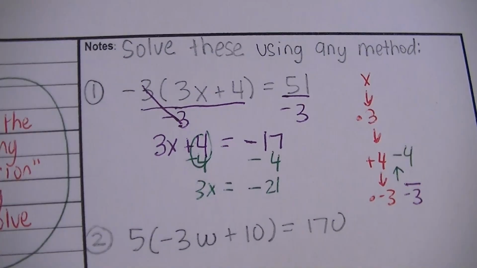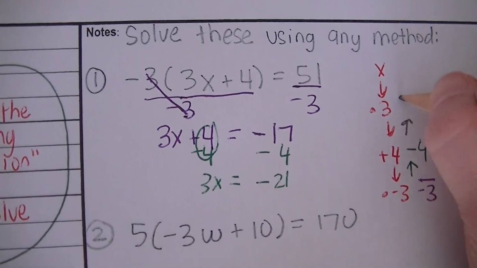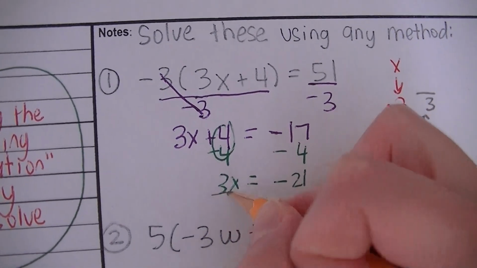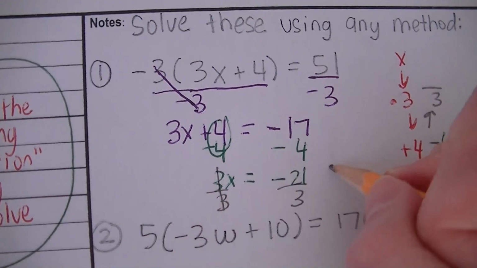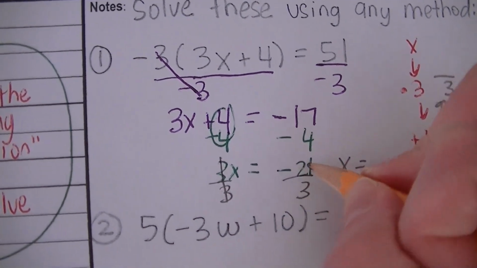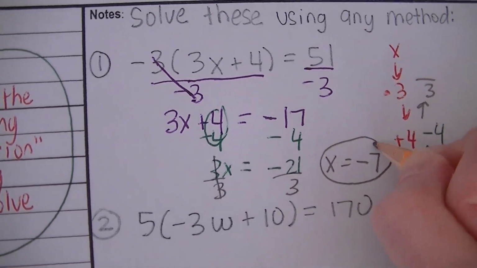Now you're going to go on back up. Inverse operation of timesing by 3 is to divide by 3. And you're going to do that to both sides of that equal sign. 3 divided by 3 is 1. 1 times x is x. And negative 21 divided by a positive 3 is going to give you a negative 7. Okay?